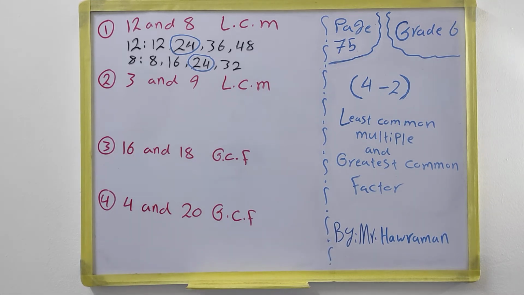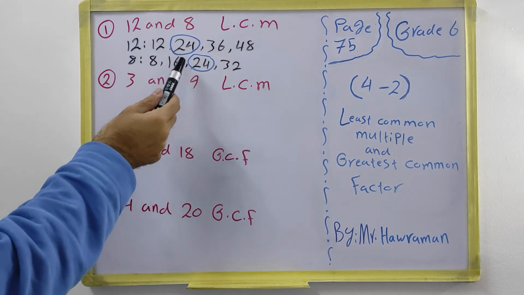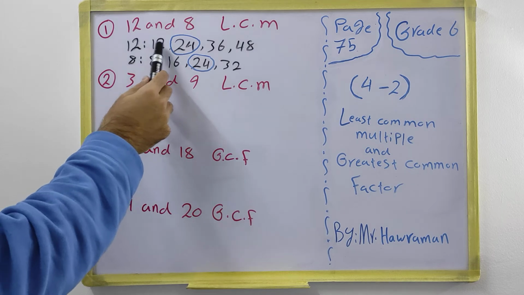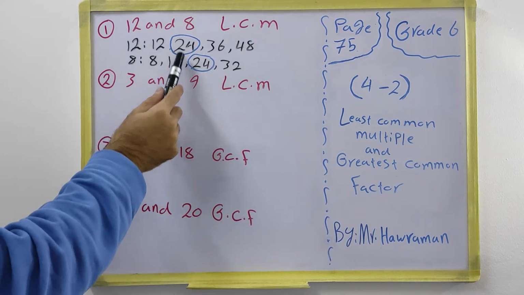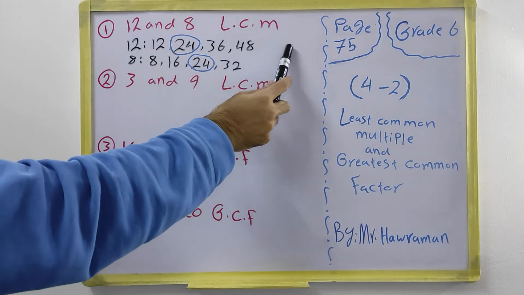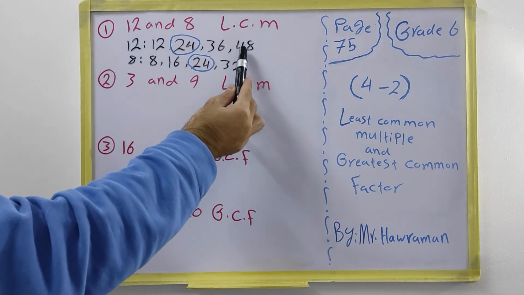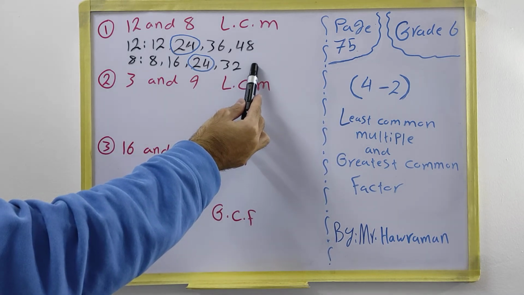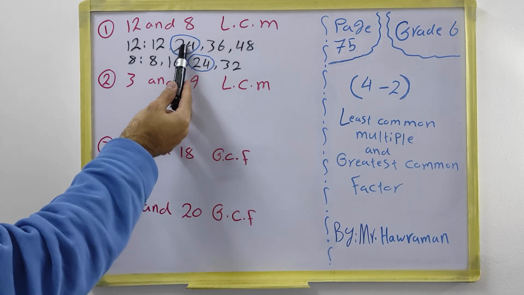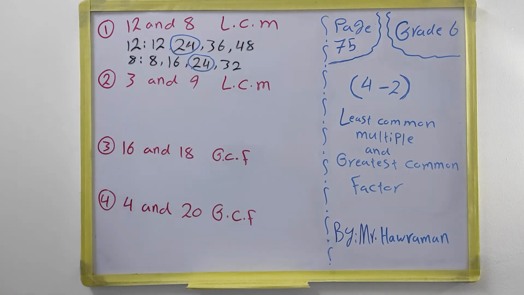We took the multiples and we checked for the same number that we have in both of the sides. We just have 24. If you couldn't find the same number in both of the sides, you have to keep doing the multiples until you have the same number in both of the sides. Then you will stop. And sometimes you will have two numbers. For example, if you keep going, you will get 48, 48, but you will choose the least, the smallest one.